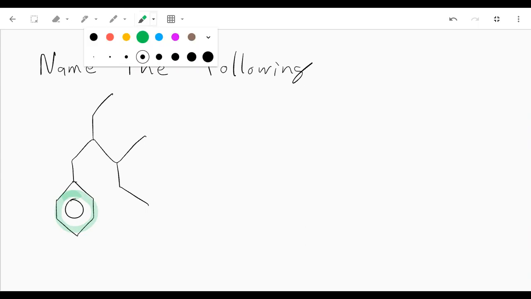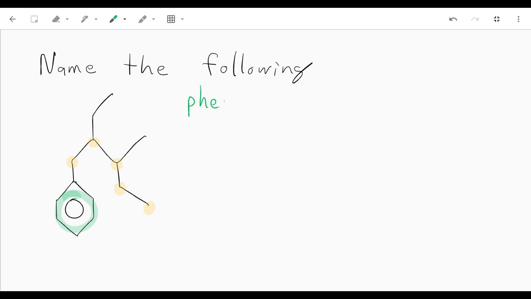So first thing we've got to do is find the longest possible chain. So the longest possible chain is here. It's a 5-carbon chain, so we know that this is going to be pent-based. So we have a benzene ring as a branch. That means we have a phenyl. We have a pentane involved here as well.